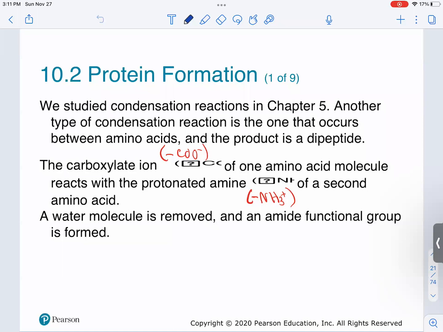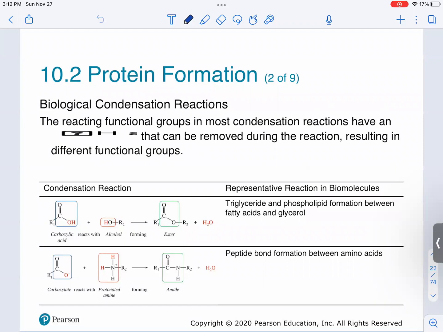So in this case, whenever you are putting these amino acids together, a water molecule ends up being removed. And you're going to have this amide functional group being formed. So you'll see what I'm talking about maybe a little better on this slide. What you're going to have is sort of this condensation reaction.